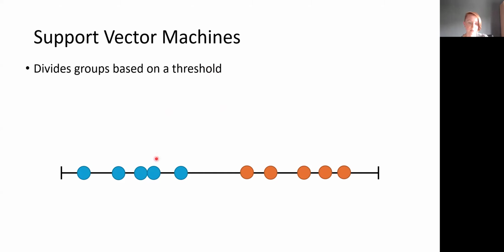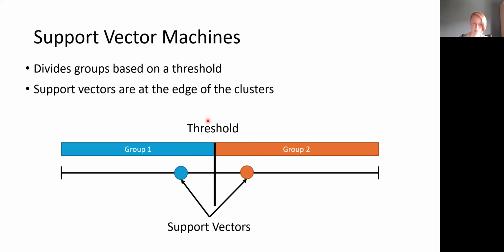The thing to note with this is these 2 points are therefore super important. We're essentially just choosing the midpoint between these two. And so these become something called our support vectors. So these are the sort of key values that determine where our threshold ends up, and they are essentially at the edge of the clusters of our groups in this example.